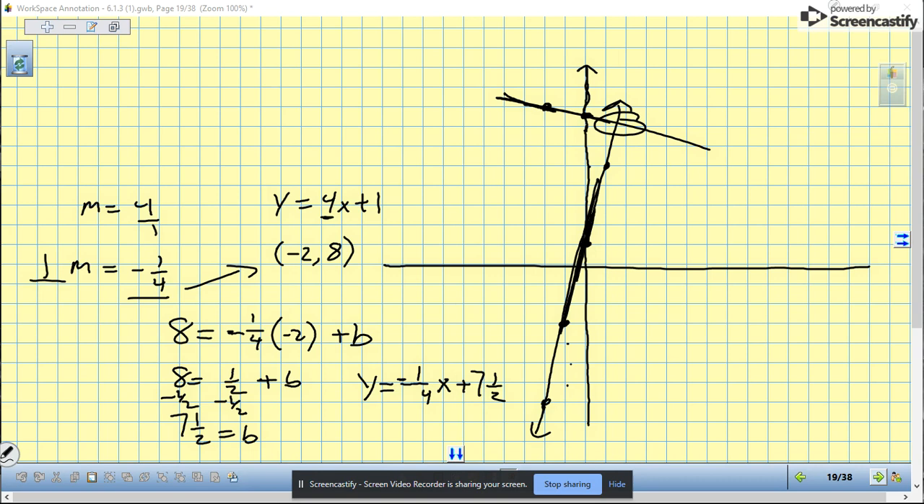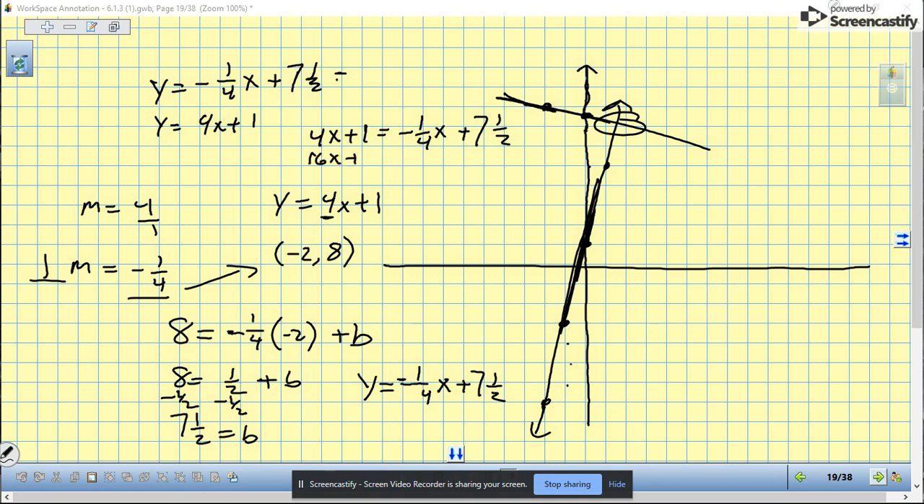So what I want to do is set the two equal to each other. So y equals negative 1/4 x plus 7.5. And then y also equals 4x plus 1. So we're going to do substitution here. We're going to do 4x plus 1 equals negative 1/4 x plus 7.5. I'm going to use a little trick here to help me get rid of the fraction. Okay, so I'm going to multiply everything by 4.